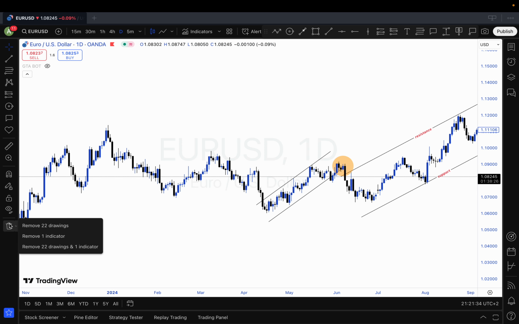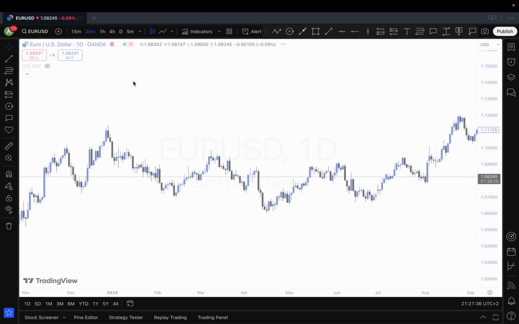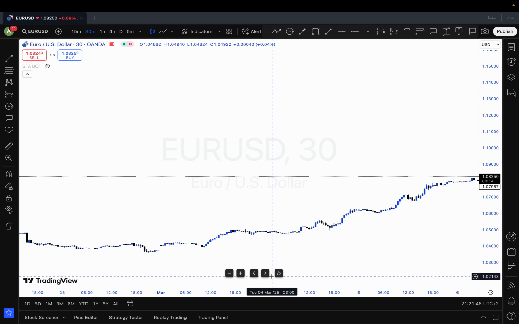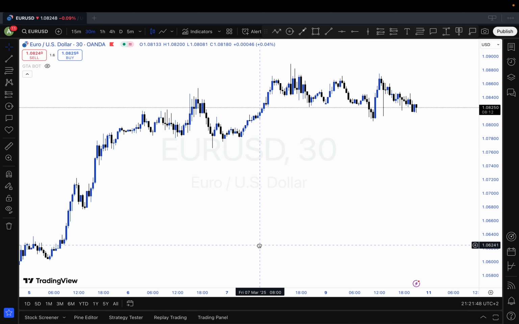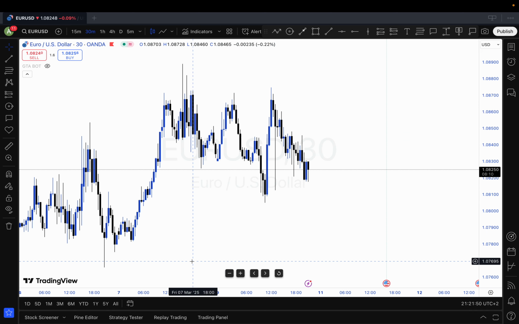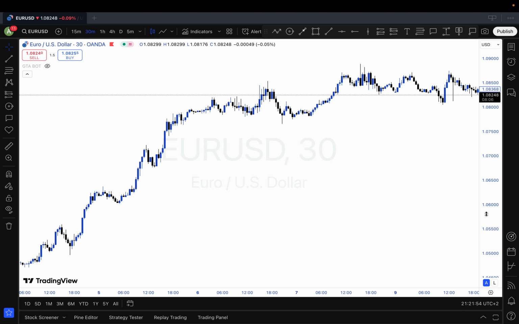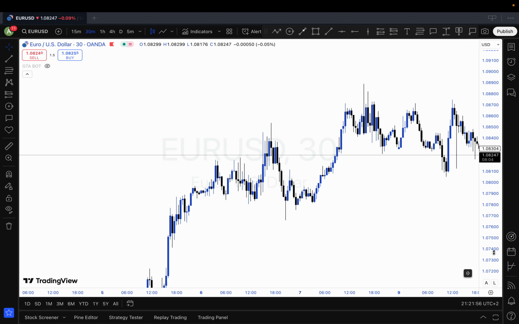So I'm going to delete all these and let's go to the 30 minutes time frame, because like I said, there's a lot of breakouts on every time frame, but the more you check on lower time frame, the more sensitive of these breakouts you can see that is going to help you in your trading journey. So I'm gonna check this out.